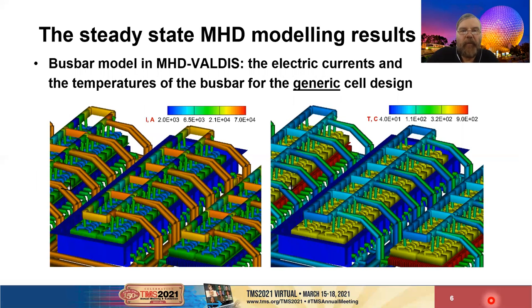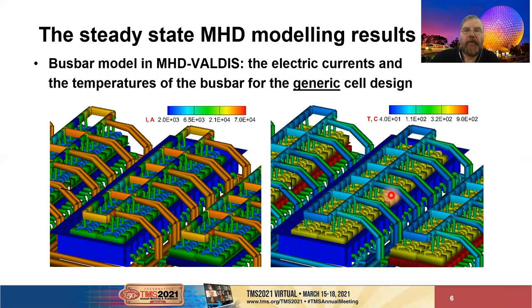So this is the generic bus bar layout. The design was established in 2004 to illustrate the example of MHD Valdis. On the left picture, the color coding is based on the solution of the amperage in the conductor. And on the right, it is the temperature of the conductor that is calculated. Both are calculated as part of how we establish a bus bar network. You solve for the current in the bus bar, and you get the current density in the bus bar and in the metal pad. Here it's for illustration of the bus bar layout.